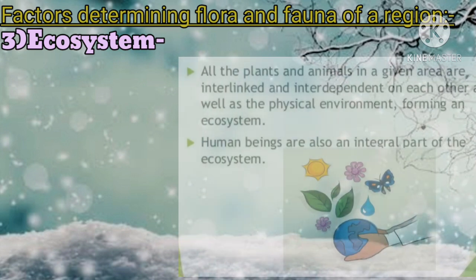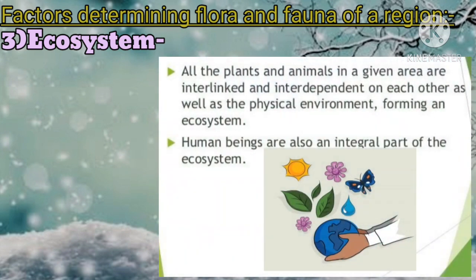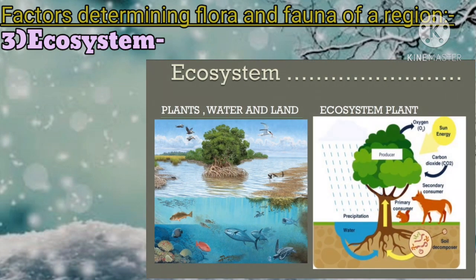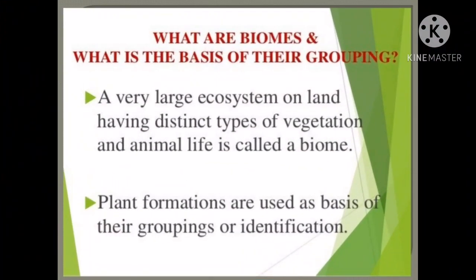Ecosystem. All plants and animals in an area are interdependent and interrelated to each other in their physical environment, thus forming an ecosystem. Humans are an integral part of the ecosystem. A very large ecosystem on land having distinct types of vegetation and animal life is called a biome. Plant formations are used as the basis of their groupings for identification.